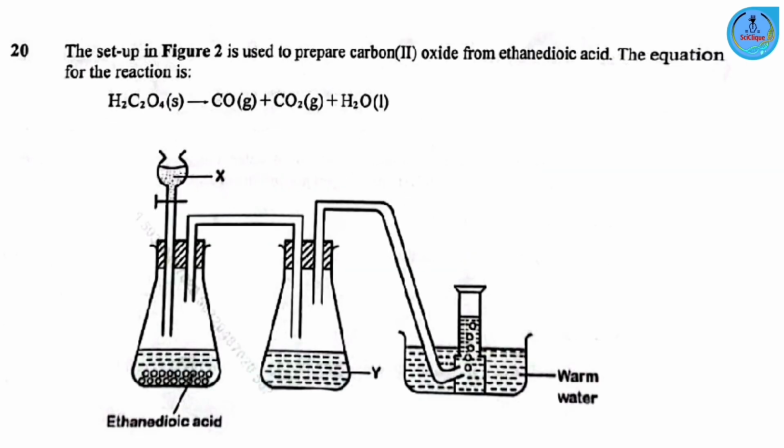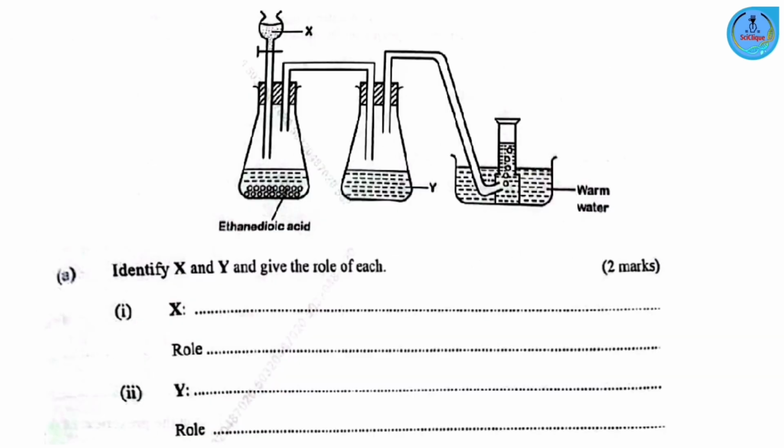On to our next question. The setup in figure 2 is used to prepare carbon(II) oxide from ethanedioic acid. The equation for the reaction is as such. So ethanedioic acid, when heated, decomposes to form carbon(II) oxide, carbon(IV) oxide, and of course, water. So identify X and Y and give the role of each.